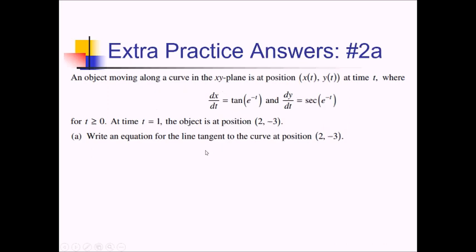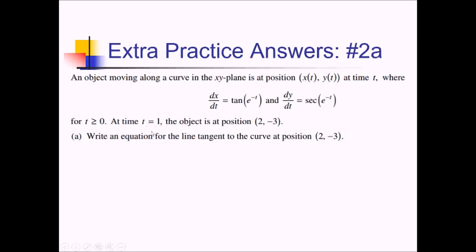So our next task here, our first task rather, is to find the equation of our tangent line for this curve at the position 2 comma negative 3. Well, for a tangent line equation, you need an x value and a y value, which they gave us, and you also need the slope. So to find the dy over dx, which is the kind of slope we need, to find that at the point 2 comma negative 3, I need to do the y prime and x prime at time equals 1.